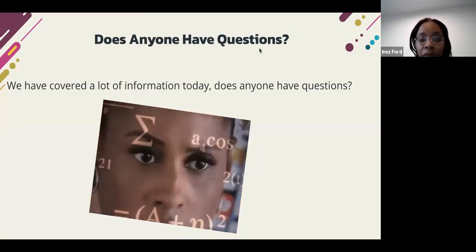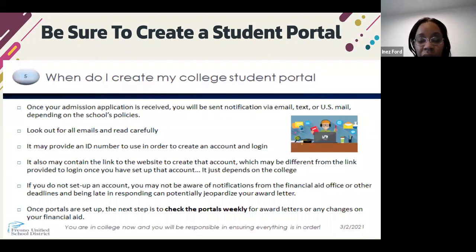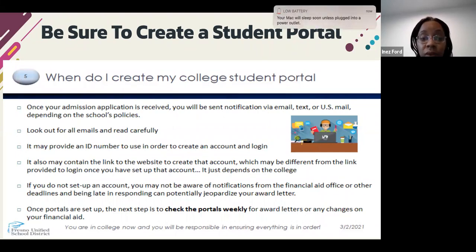Because they are not going to email you directly at your Gmail your actual financial aid award letter. You've got to go into your student portal. So for every school you get accepted into, make sure you create that account and log in and see your financial aid, and that's how you accept your financial aid.